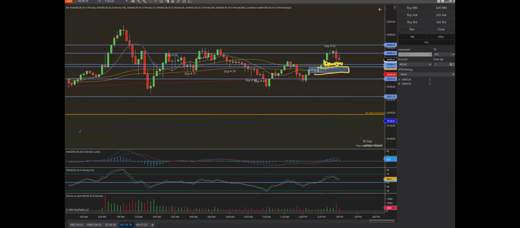Let me see if I have my imbalance indicator in here, off my machine here. Let me see here. Shoot. I haven't posted it yet.